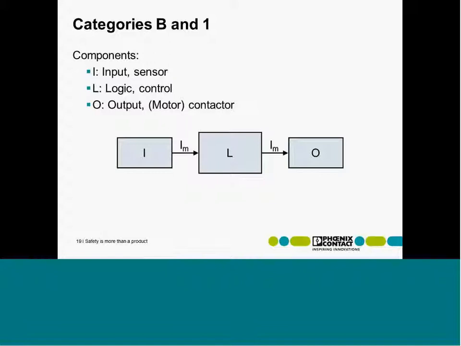The slides give an example of the principle of a category B or category 1 architecture. As you see it here, category B and 1 is a single channel architecture. That means a failure in one of these components will lead to loss of the safety function. It's an accepted situation that the first failure may lead to loss of function. It's accepted for category B and 1. The difference between B and 1 is just the component reliability, as we see later.